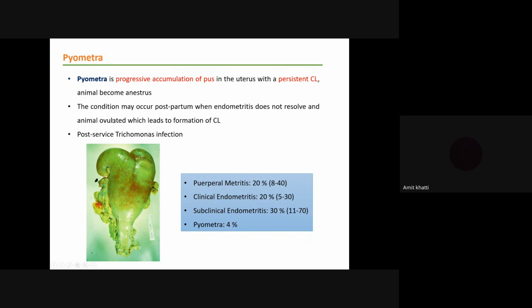Okay. So this condition may occur postpartum when the animal is suffering from endometritis, and at this particular point ovulation occurs and formation of the corpus luteum is there. Okay, so due to the progesterone dominance, the flourishing of the contamination or infection will occur, and the animal will manifest in terms of pyometra. And post-service pyometra is also common due to trichomonas infection. So ultimately, the incidence of all these uterine infections can be categorized in this range.